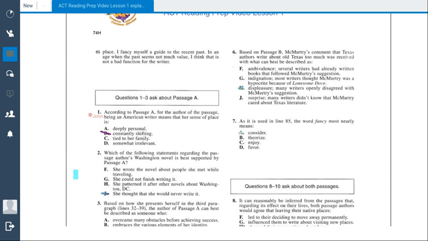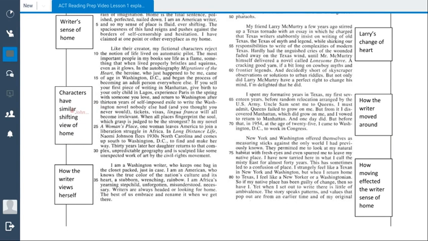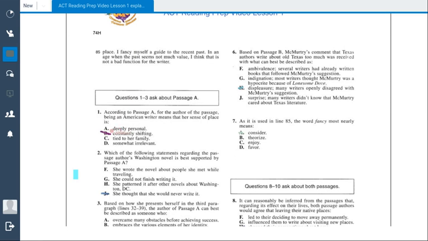According to passage A, for the author of the passage, beginning as an American writer means her sense of place is, and you can tell from this that it is actually ever shifting. That's one of the things that we actually wrote about. So the answer would be B.